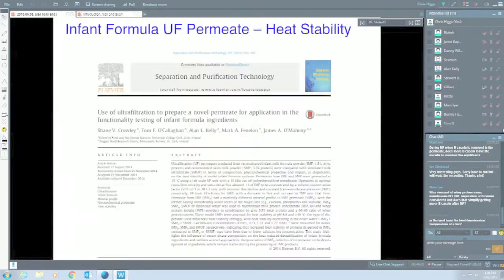And we've also done some work looking at the importance of the medium, so whether it's water or SMUF or infant formula permeate that's used for assessing and predicting the heat stability of ingredients for infant nutrition applications. That's detailed in the research paper published in Separation and Purification Technology, which is shown on the next slide.